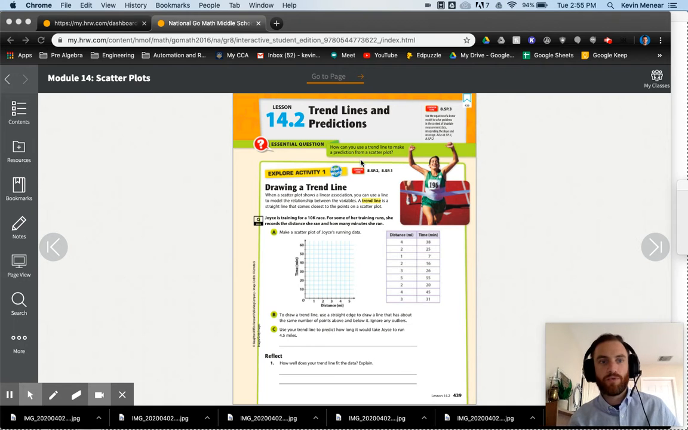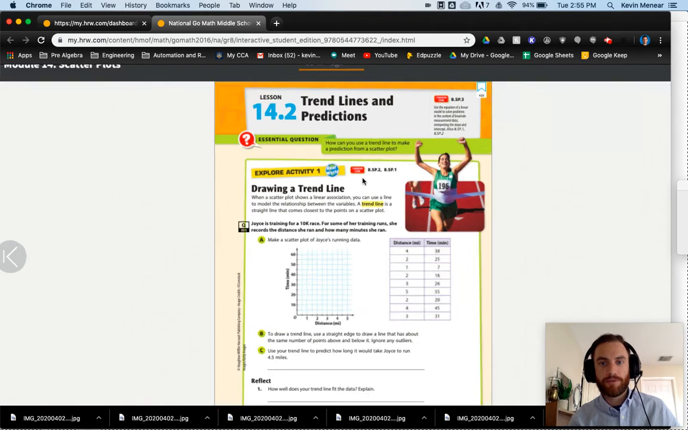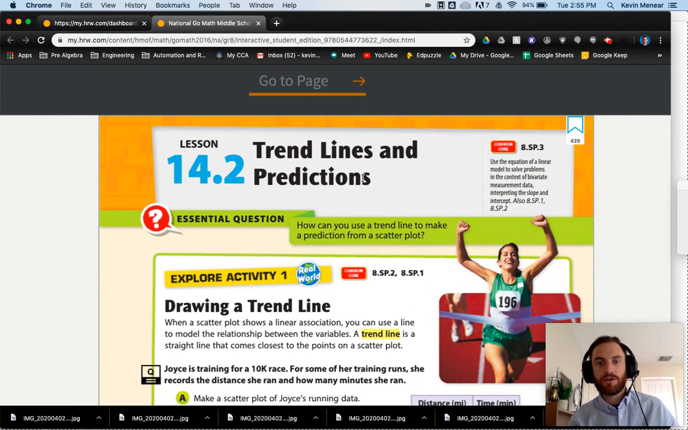All right, so we are working on scatter plots, if you remember, but now we're going to work on something called trend lines, specifically trend lines and then the predictions that you can make with trend lines. The essential question is, how can you use a trend line to make a prediction from a scatter plot? So let me make it real clear. What's a trend line?